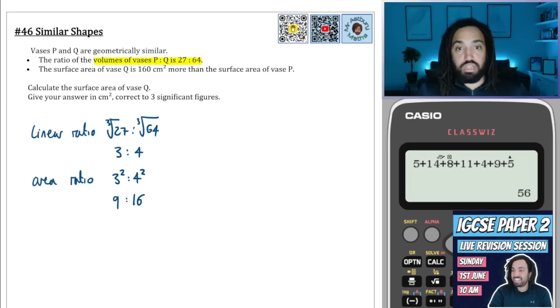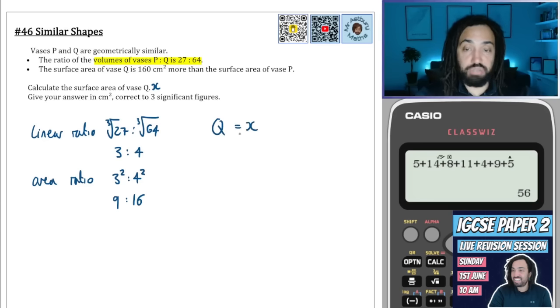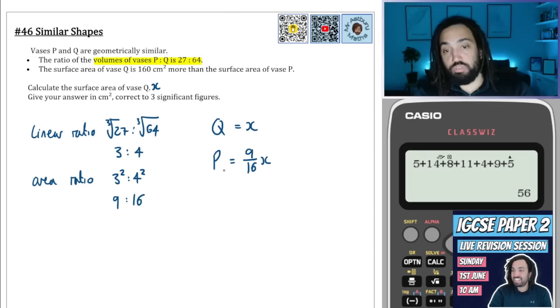Okay, great. Now, which is the bigger one? Q is the bigger one, and it says the surface area of Q is 160 more than the surface area of the vase P. And in fact, we want to calculate the surface area of the vase Q. So let's call that X. If the area of Q is equal to X, then what is the area of P going to equal in terms of X? Well, Q is the bigger one, so P is smaller. So in order to get P, we'd have to times by 9 over 16, as that's the scale factor in terms of area. So it's 9 to 16. So therefore we would divide by 16, then times by 9, and that will give us the area of P.